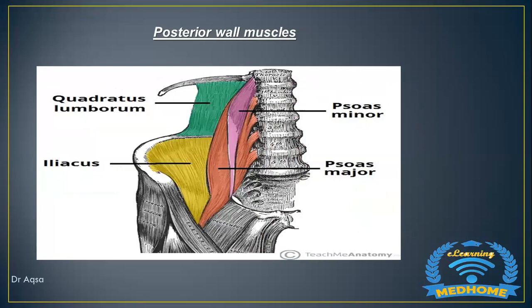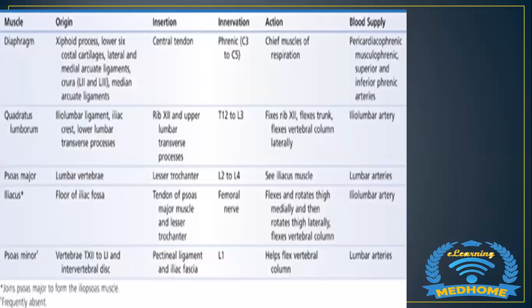And in the posterior wall, we have quadratus lumborum muscle, which originates from the posterior half of the iliac crest, and it is inserted on the lower border of the 12th rib and the first and second lumbar vertebrae. Its nerve supply is from T12 and L1 to L4, and its function is flexion of the vertebral column.